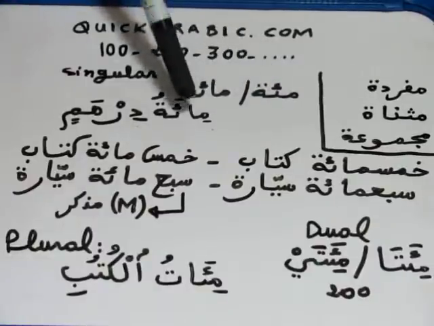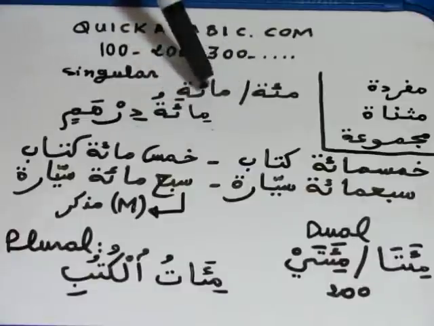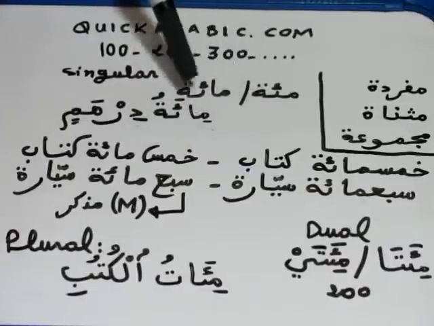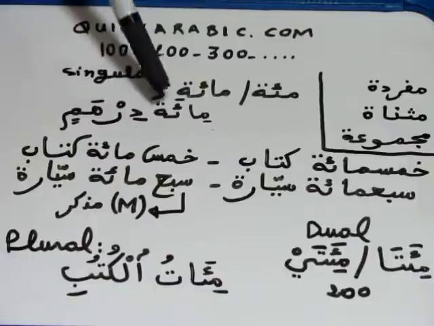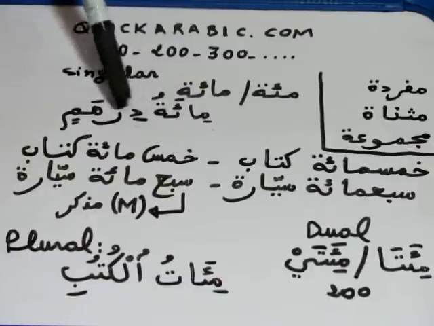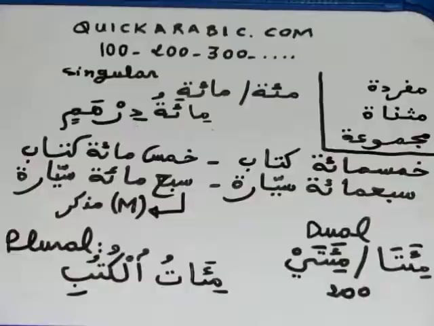Mi'atun, only for 100. Mi'atu dirhamin, 100 dirham. Or mi'atu kitabin, 100 book.